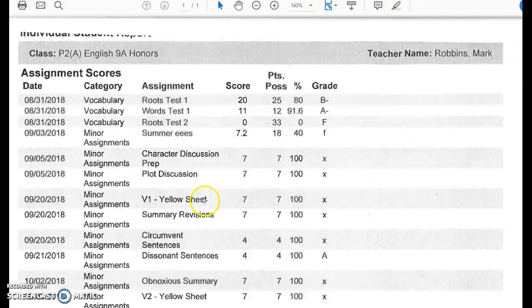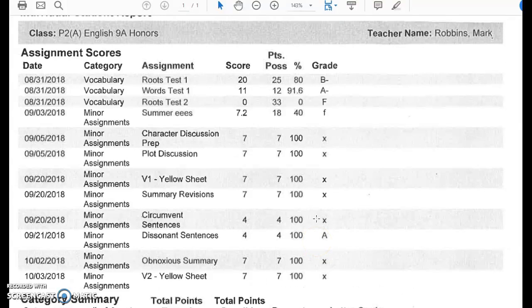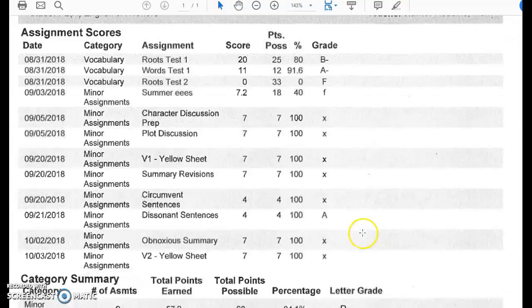This is the best way that you can interpret your grades for my class. It's an individual student report. Your name is on the upper right-hand side. The grade book that we use at school does not allow us to send these home electronically. I know that's hard to believe, but that's what we're working with. But this is the best way to get an idea of how you're doing in my class.